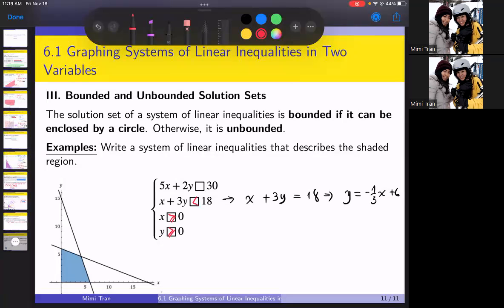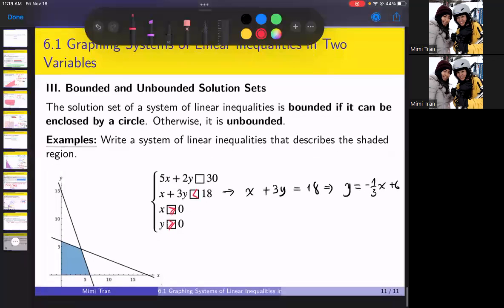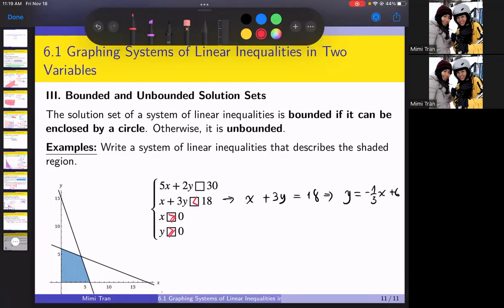What about the top one? I don't have to solve for y. How about this? Let's pick a test point. That's our favorite. Let's pick zeros. Actually, I don't want zeros. Let's pick 2, 0. So 2 plus 0 is 2, which is less than or equal to 18. So yes, the test point works. And then you pick another point, say 10 plus 4 is 14, which is still less than 30. So yes.